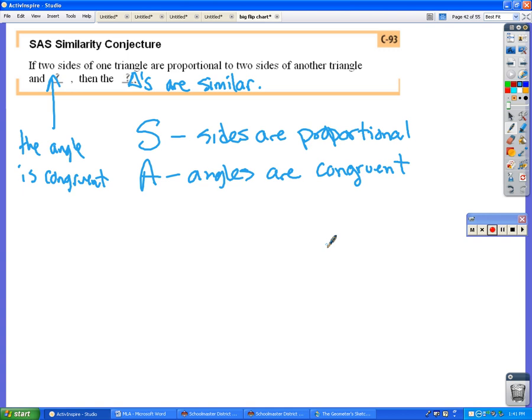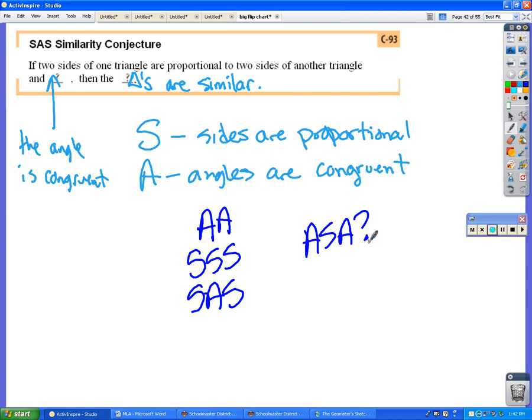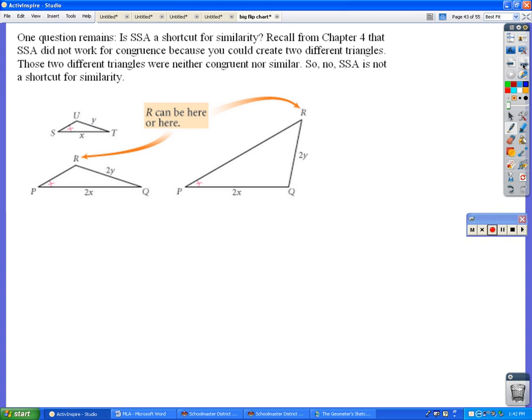Okay, so our only ones for similarity are angle angle, side side side, and side angle side. Now, we did not talk about angle, side, angle. Why not? It does work, but why didn't we talk about it? Yes? Right, because we already did that when we talked about angle angle, okay? So when we have two angles, we don't even care about this side at all. As long as we have two angles, then we are good to go. All right? Yes. Okay. So that one was a no.